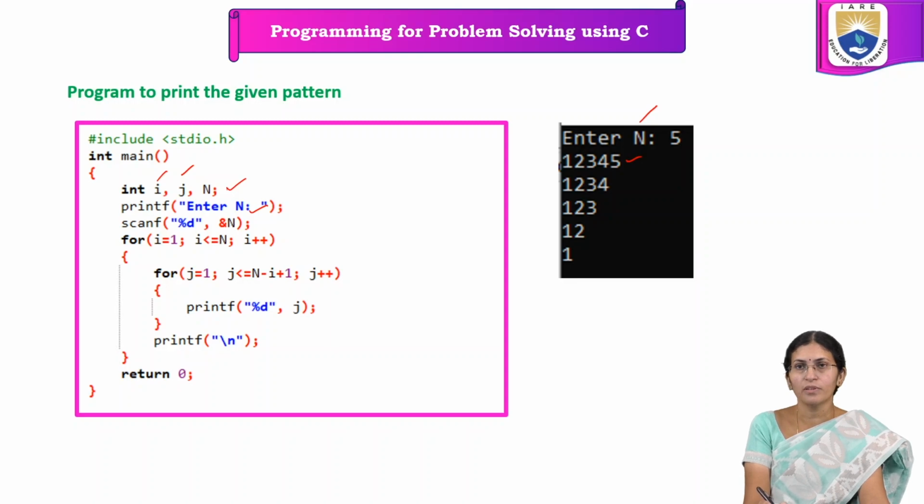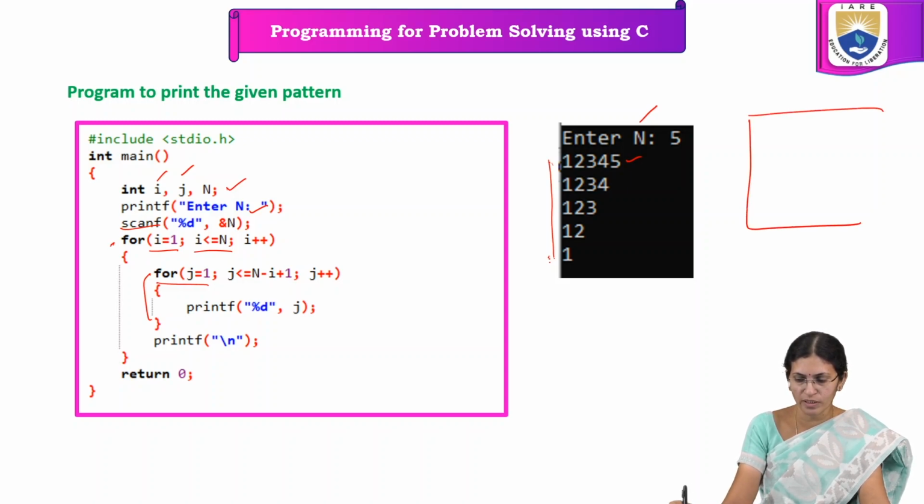We need to read the value of n by making use of the scanf function. This is the outer for loop and this one is the inner for loop. So I is varying from 1 to n, the number of rows given by the user. So I will change from 1 to n. Next, j has to iterate from 1 to n value. Next, for j is equal to 1, the initial value of, so this is how we need to print the pattern.